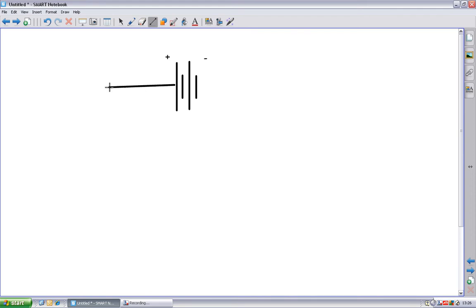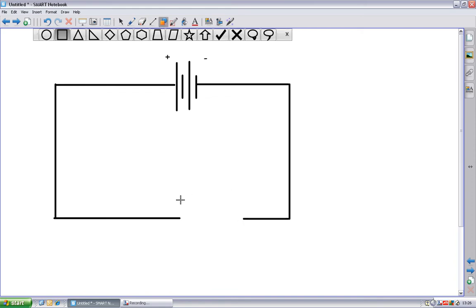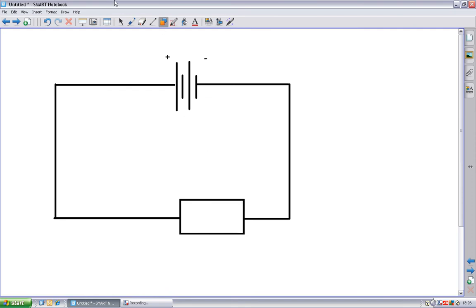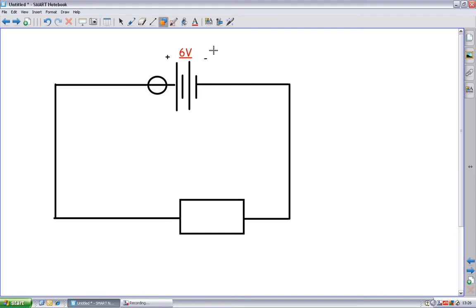Let's get ourselves some wires going on. So there's one wire, two wires, another one, and another one around here, and around here, and around here. Okay, and we're going to stick a resistor between there to give ourselves something to do. Let's say we have a 6-volt battery. That means that each little coulomb of charge that gets ejected from my battery comes with 6 joules of energy. So we're going to call these 6 volt coulombs.